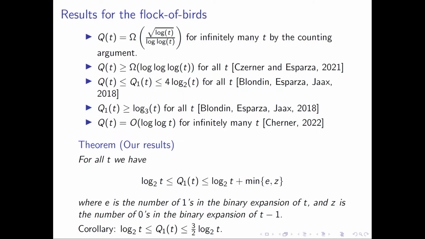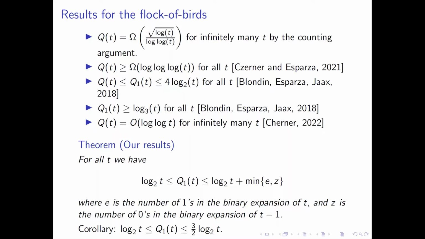Now, what's with upper bounds? So Blondin, Esparza, and Jaax have shown that Q1 of t, so it's Q, but where only one-sided population protocols are taken into account, is at most 4 log t. So on the previous slide, we had a polylogarithmic upper bound, but it turns out it's just logarithmic, not log squared or something, just 4 log of t. And of course, since one-sided population protocols are also population protocols, the same upper bound holds for Q of t.